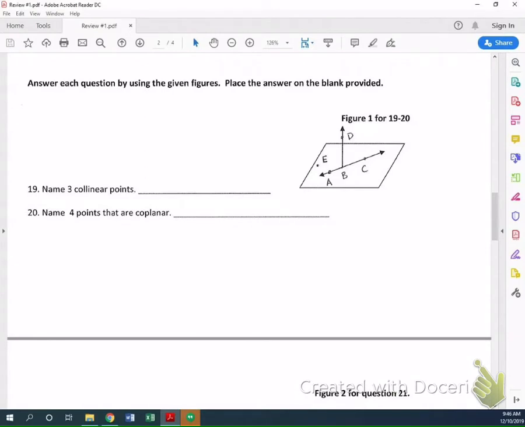All right, number 19, name 3 collinear points. So 3 points on the same line.